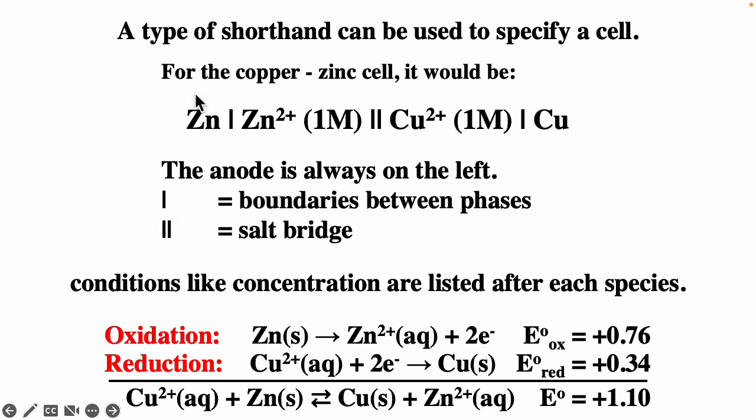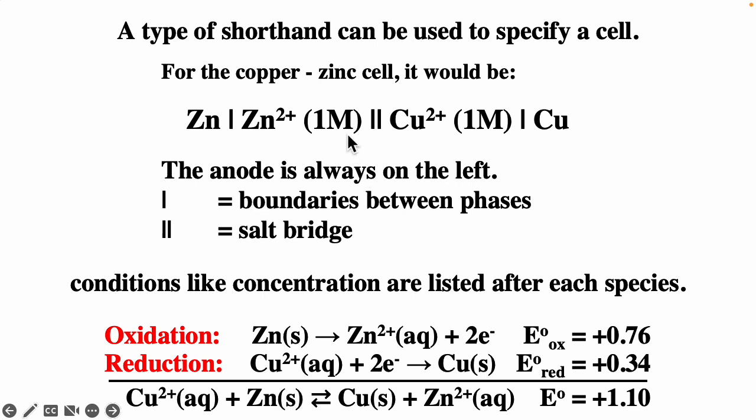And so the zinc electrode is a solid. The zinc ions are in aqueous, in a solution state. Here the copper again is solid, and then here you have copper ions in solution. Now the double line represents the salt bridge. And so this notation here represents the cell made from this reaction down here that we've been talking about.